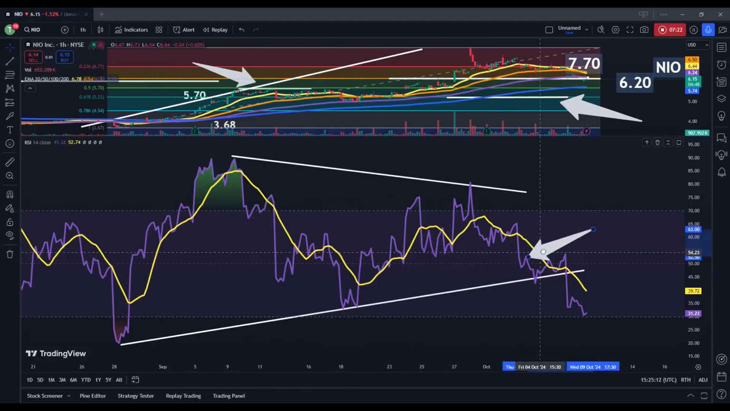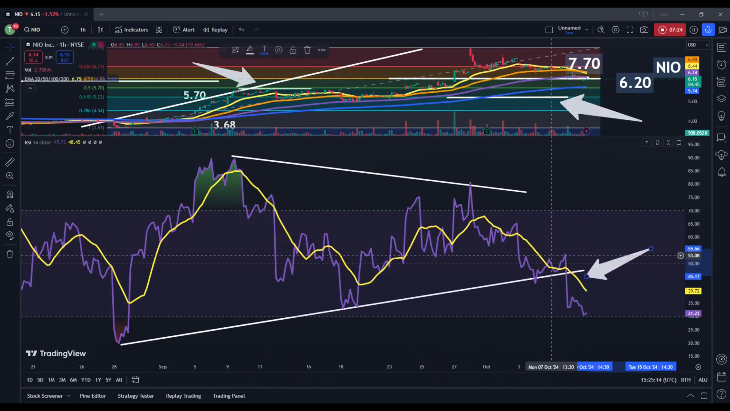So this current uptrend here has now broken, as we can see here, and this was the trend that resulted in all of that upside price action. So I do think that you're looking at a much deeper retracement here, and at the very least, a period of sideways consolidation. So here's the current stock market update for NIO Incorporated, stock ticker NIO.